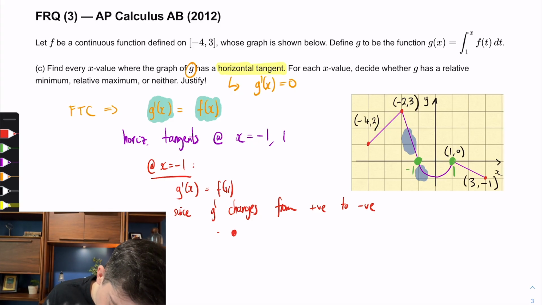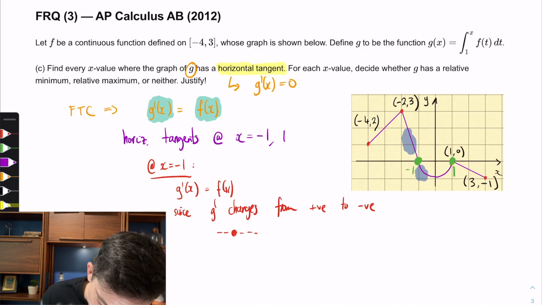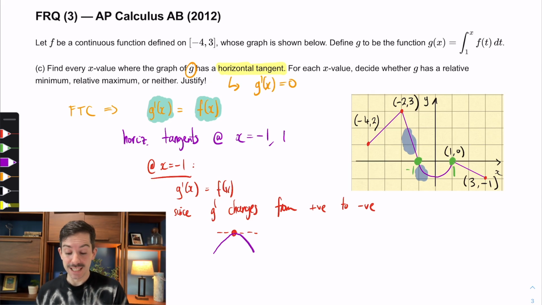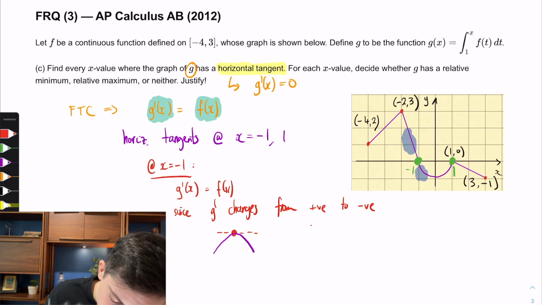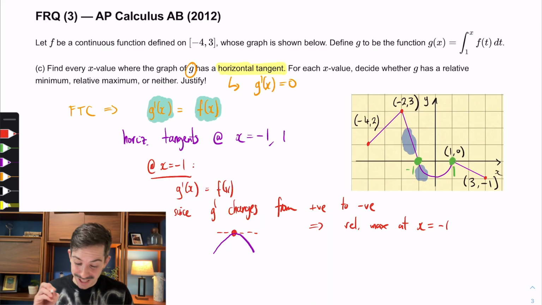Well, I know that at this point on the graph, I'm supposed to have a horizontal tangent. The behavior changes from increasing, g prime being positive, to g prime being negative, so g is decreasing. So that means that I have a relative maximum. That's what's happening at x equals -1.